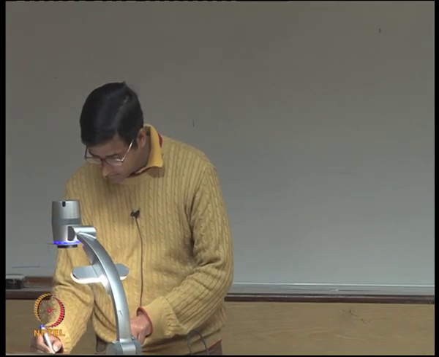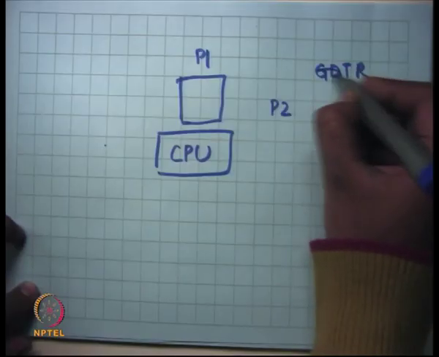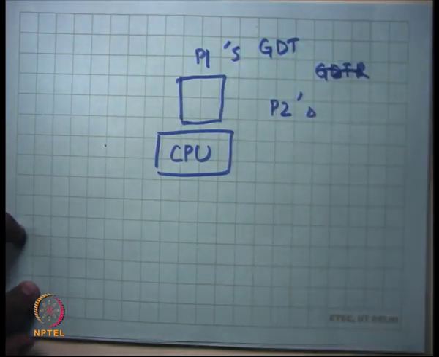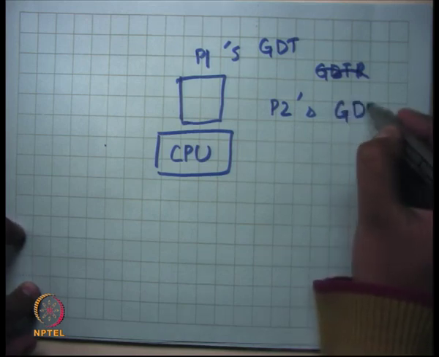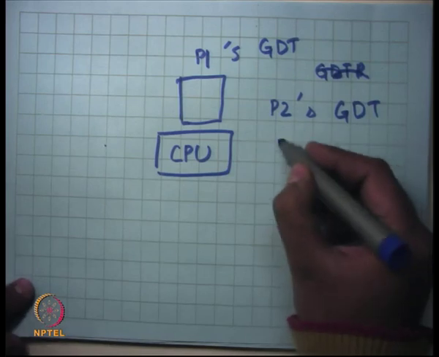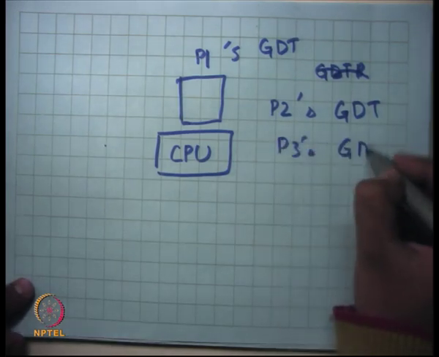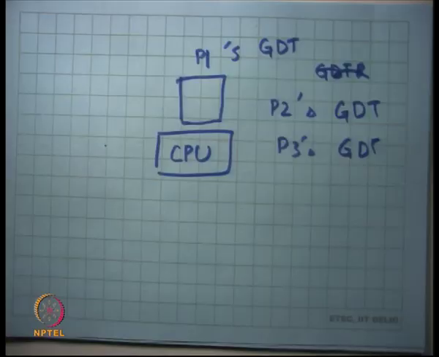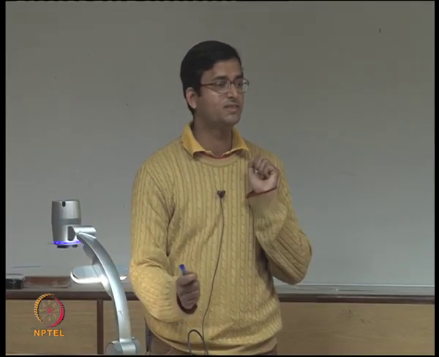So I could have P1's GDT. I could have P2's GDT, P3's GDT, and so on, right? So that's one way of doing it. And each time I decide which process is going to get to run on the CPU, I just switch the GDT, all right? So I switch the GDTR to that process's GDT.